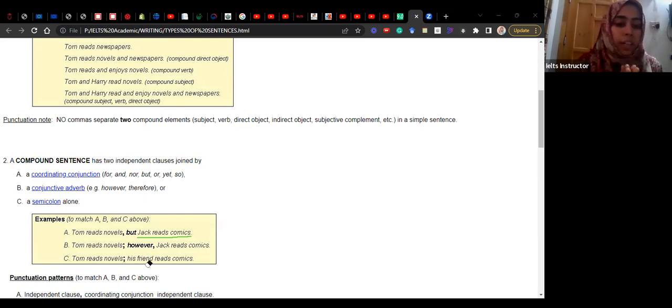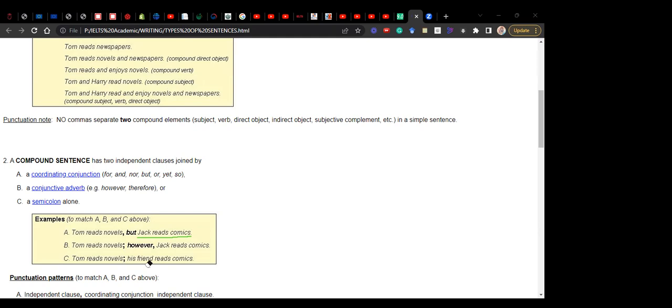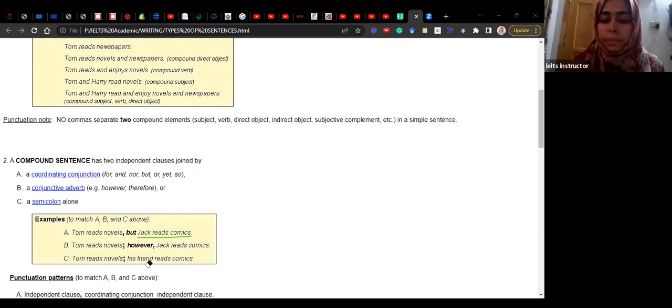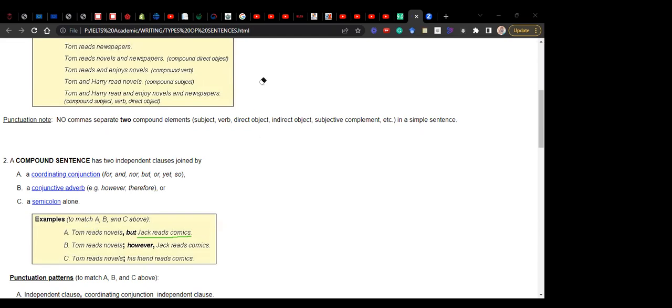So is everything clear till now? The difference between the simple sentence and compound sentence. The simple sentence is only one independent clause. The compound sentence has two independent clauses joined by a coordinating conjunction, a conjunctive adverb, or a semicolon. Okay. Yes, ma'am. Okay, let's move to the next one.